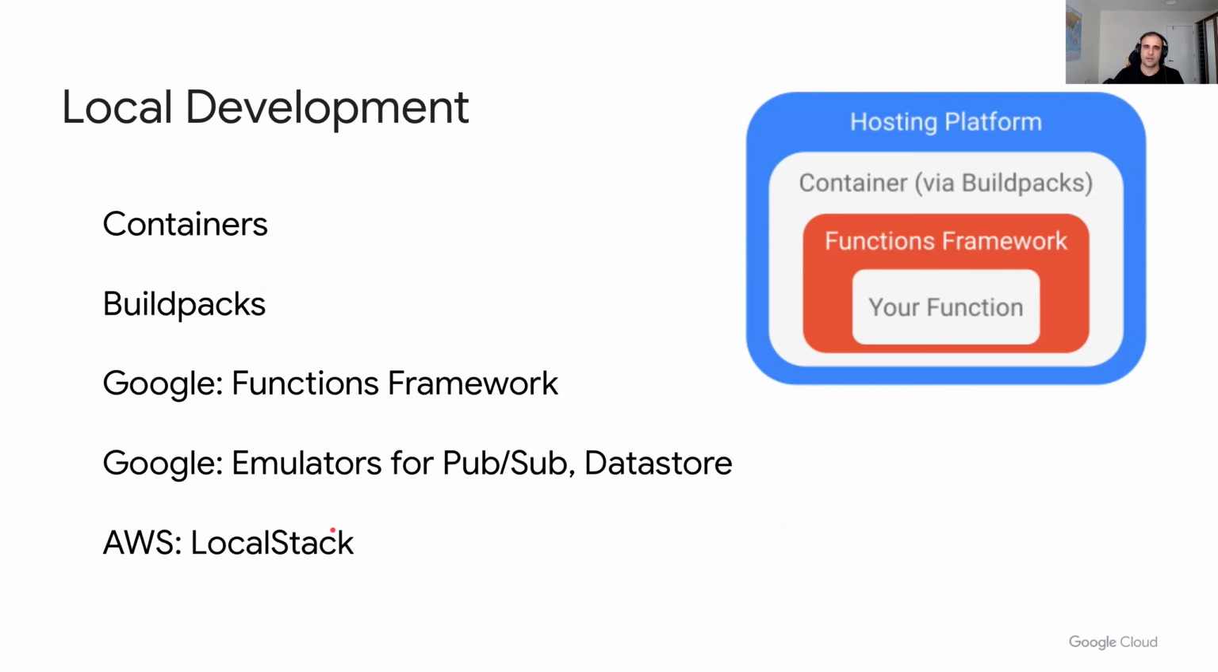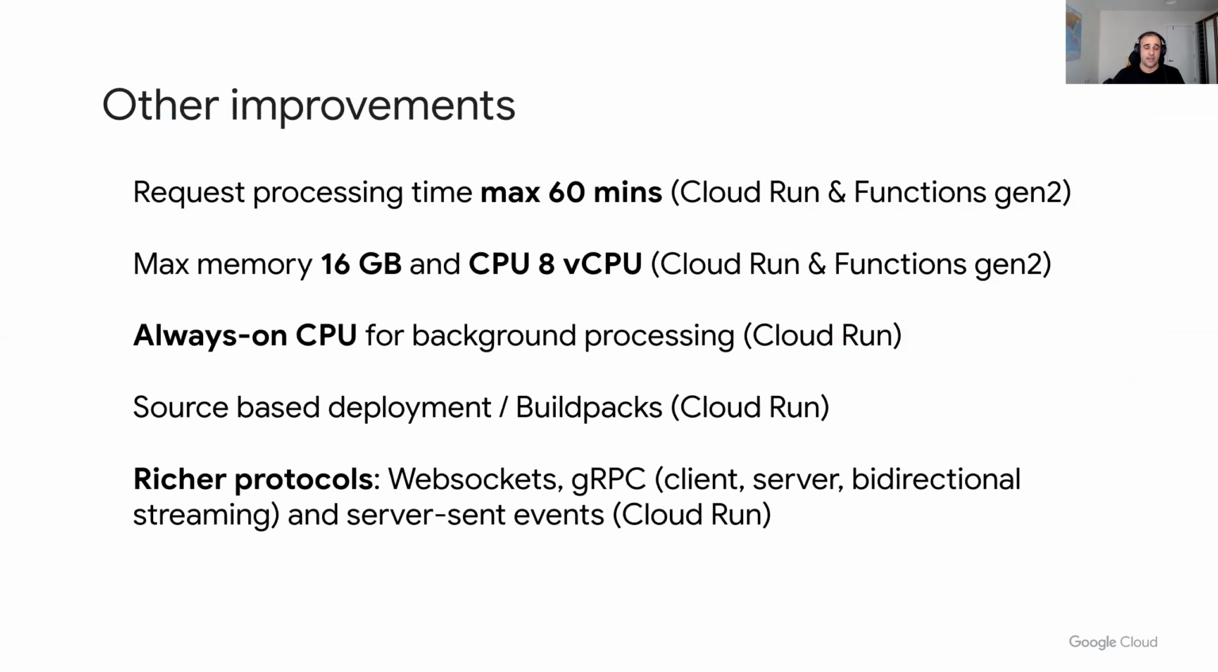And then I think on AWS, there's certain projects like LocalStack, for example, that lets you create a stack locally. So that, again, you can do testing and debugging and stuff like that. And then the other improvements, I won't get into these too much, but basically you get more processing time. You get more memory and CPU. You have always-on CPU for background processing. You have buildpacks for source-based deployments.